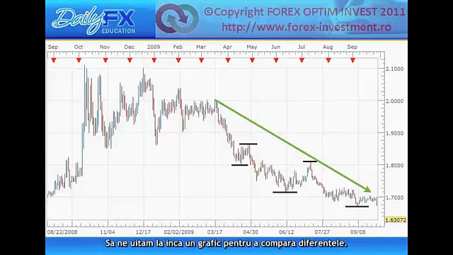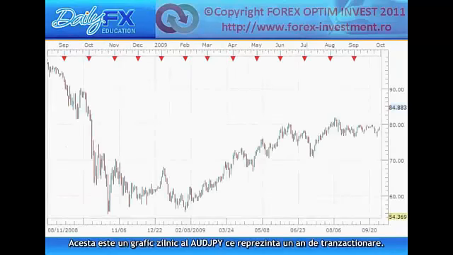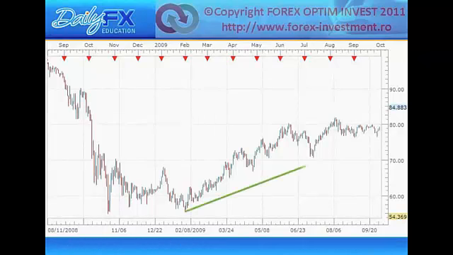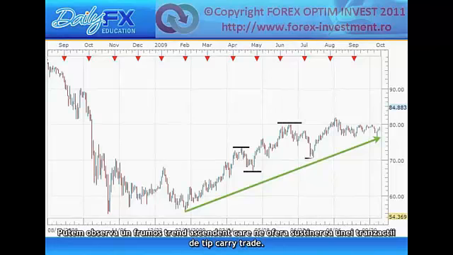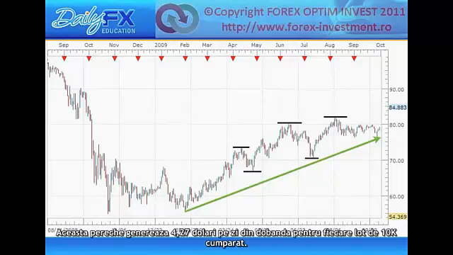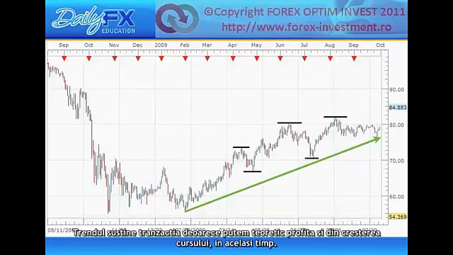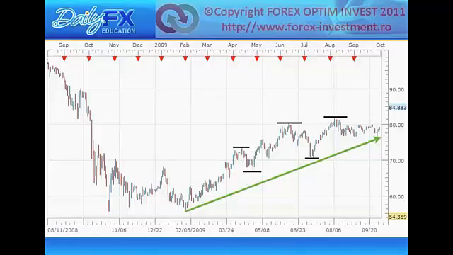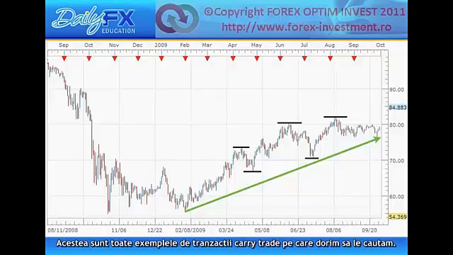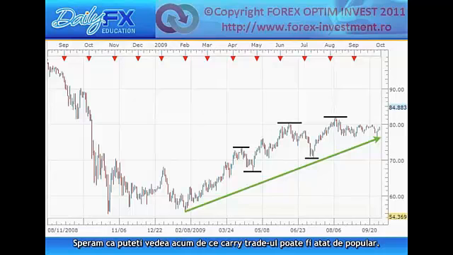Now let's look at one more chart to compare the differences. This is a daily chart of the Australian dollar Japanese yen with 1 year of trading. We can see a nice uptrend which does support our carry trade. This pair generates $4.27 a day in interest for every 10K lot bought. The trend supports the trade since we can potentially profit from the move up at the same time. These are all examples of carry trades that we want to be looking for. Hopefully you can now see why the carry trade can be so popular.